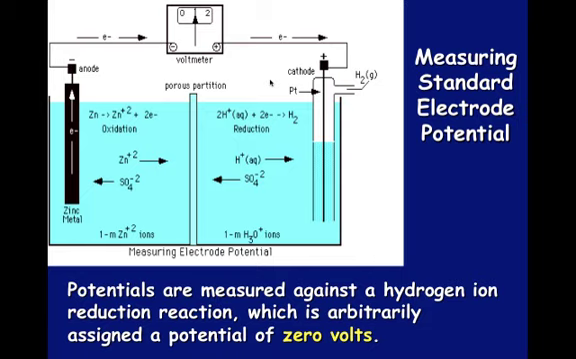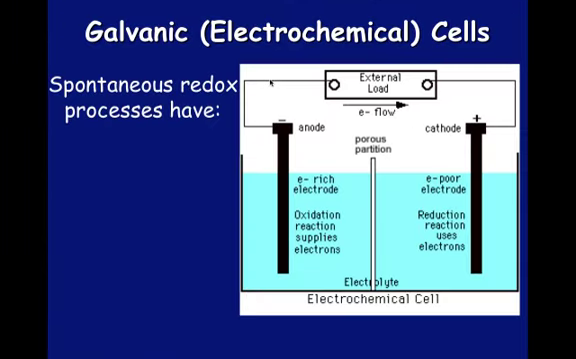So this is your kind of standard galvanic cell. Anode is on the left with a negative sign. Cathode is on the right with a positive sign. Electrons flow from negative to positive. And then your voltmeter reads should be a positive value.